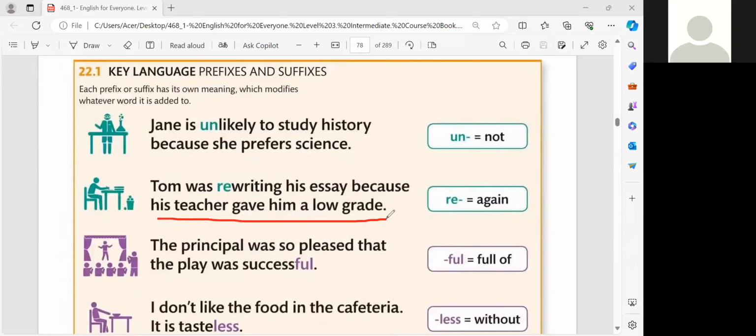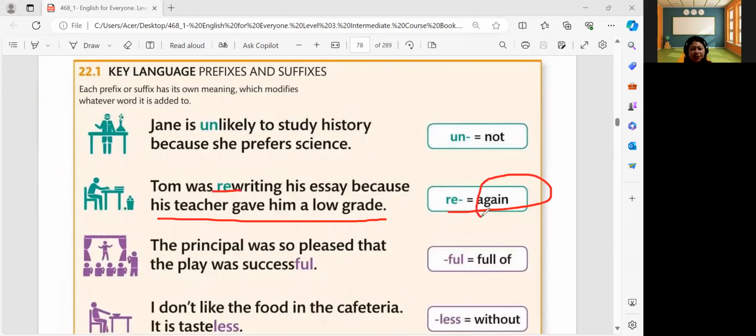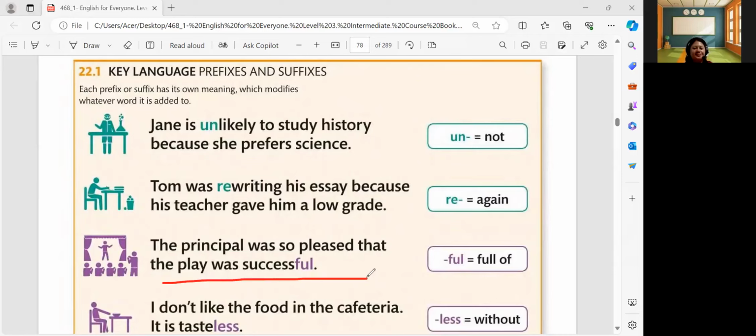Tom was rewriting his essay because his teacher gave him a low grade. So the word "re" here means again. Okay, how about the third example?